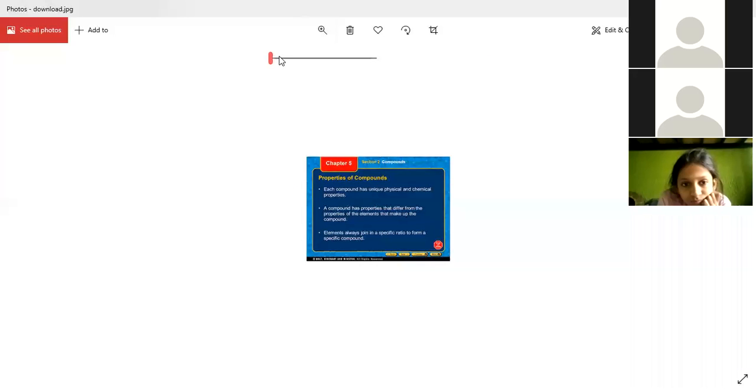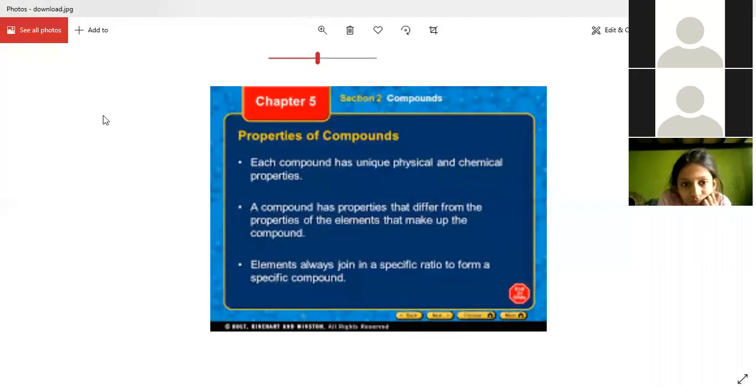There are 3 more here. Yes, number one, each compound has unique physical and chemical properties. You need to keep this in mind. All the compounds that you have have a different shape and a different property. Physically भी different होते हैं, chemically भी different होते हैं.